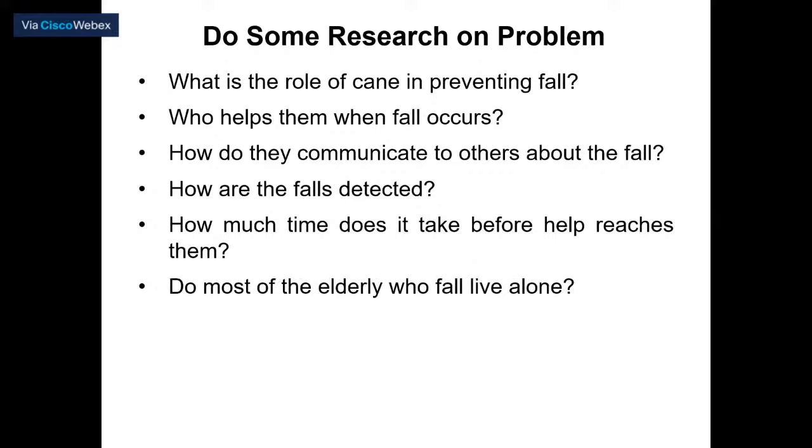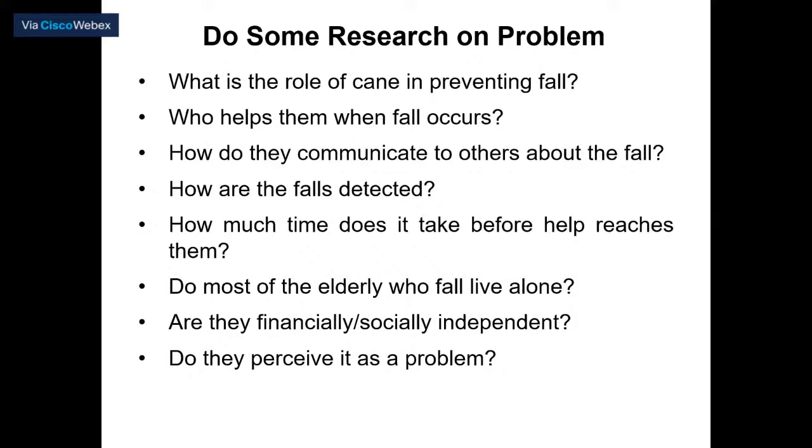I am just throwing out a few questions, just like we had questions related to the gifting experience. Do most of the elderly who fall live alone, or do they live with their families? Are they financially and socially independent? What percentage of them? And this is also very important.